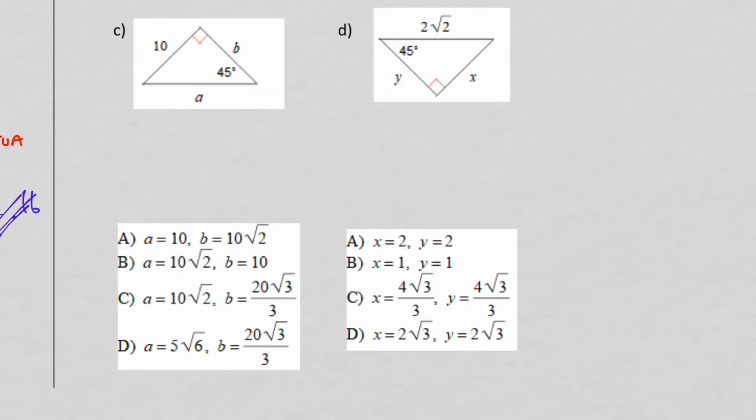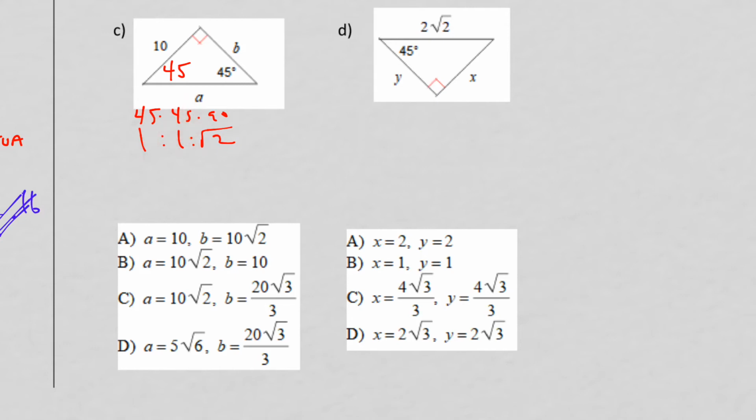Alright, 9C. In this example, this is a 45, 45, 90. And we learned that in a 45, 45, 90, the sides compare the ratio of 1 to 1 to radical 2. More specifically, we learned that in a 45, 45, 90, if we have 2 equal angles, we must have 2 equal sides. That's where the 1 to 1 ratio comes from.